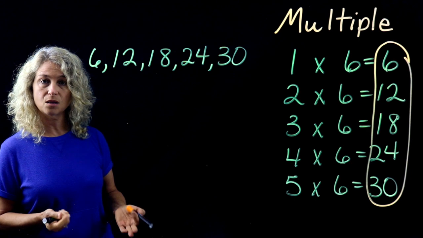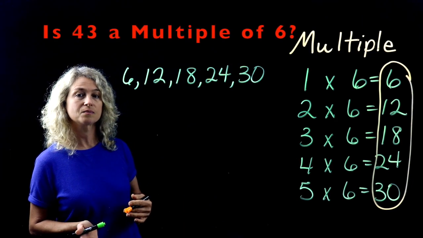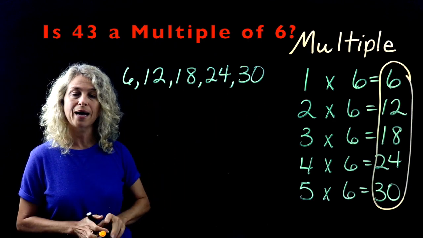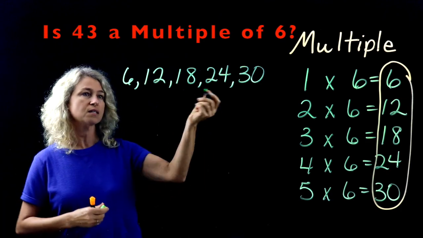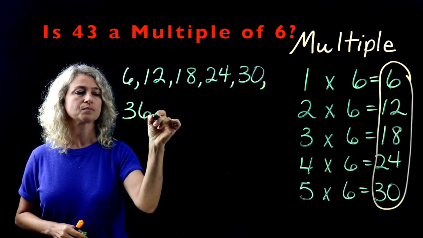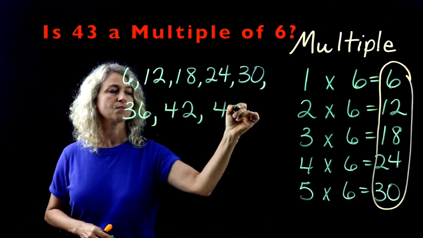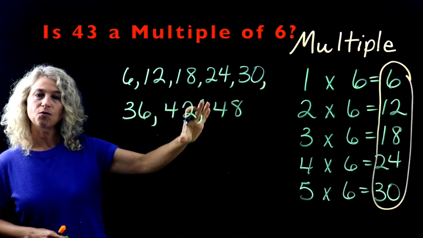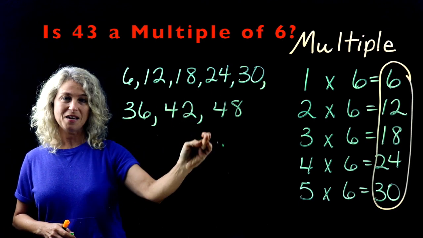You might be asked the question, is 43 a multiple of 6? So in order to determine that, you might want to continue your pattern to at least get up to that point of 43. So let's continue on. Now, we've passed 43, haven't we? So 43 is somewhere in between here.